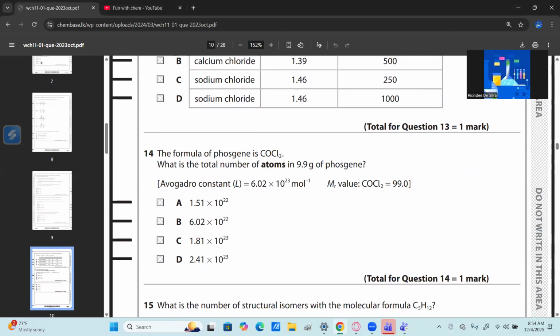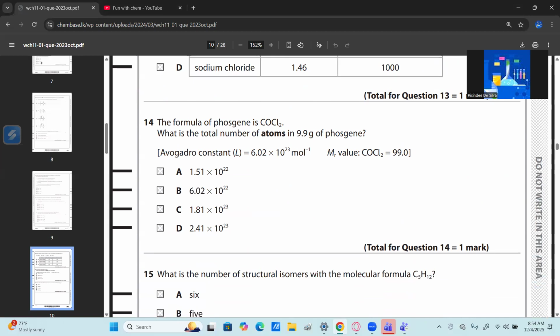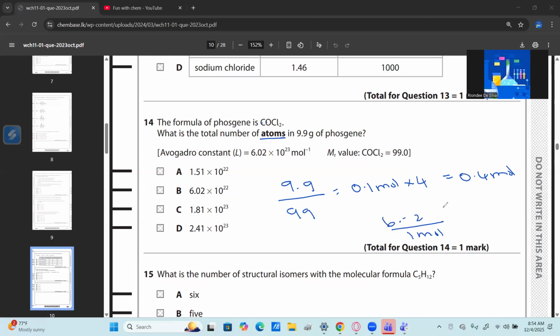The formula of phosgene is given like this. What is the total number of atoms? So when they highlight the atoms, first we can find the number of moles, 9.9 divided by 99. You get it as 0.1 moles. In one molecule, there are 4 atoms. So it should be multiplied by 4, then 0.4 moles of atoms. In 1 mole, we have Avogadro number of atoms. Then we have to find in 0.4 moles, what is the answer? So you get this as 2.41 into 10 to the power 23.